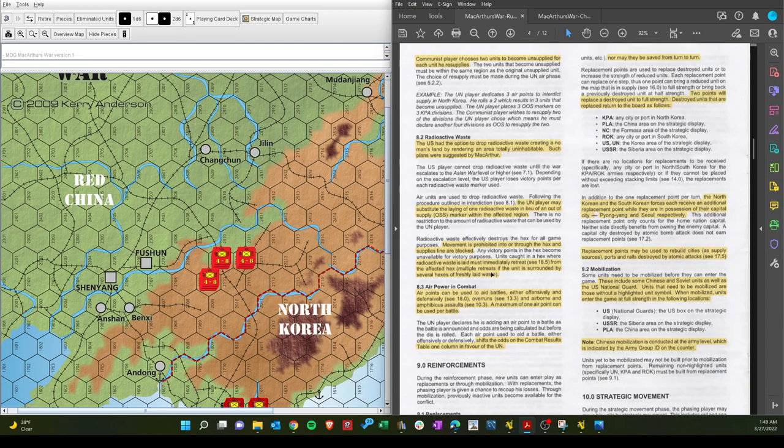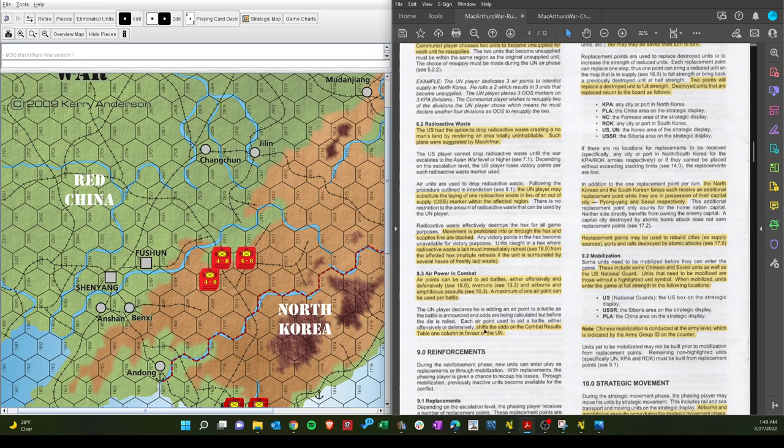And if they can't, let's see, if they can't retreat. Yeah, a unit caught in a hex where radioactive waste is laced must immediately retreat from the affected hex. Multiple retreats if the unit is surrounded by several hexes of freshly laid waste. Well, that's interesting. And then the traditional use shifts the odds on a combat, both for attack and defense. Offensively and defensively, they can assist airborne and defensive assaults, maximum one air point shift.